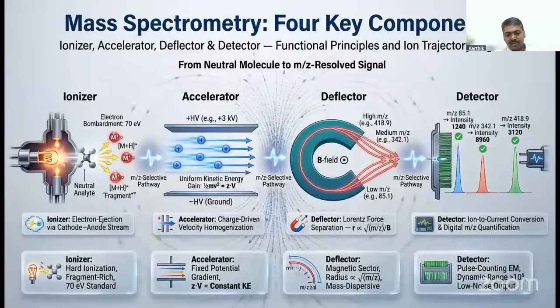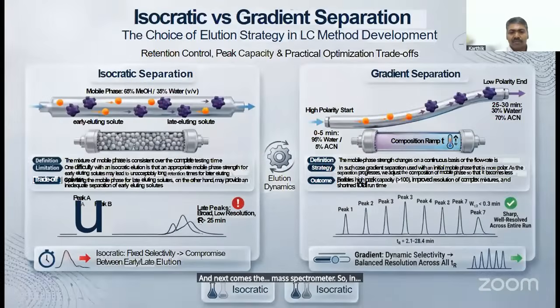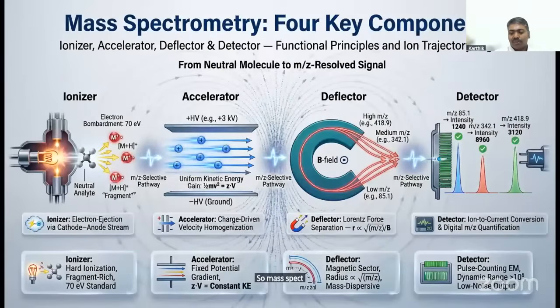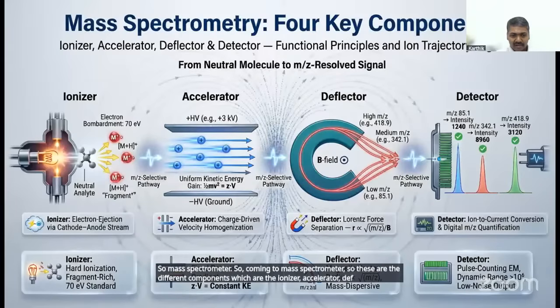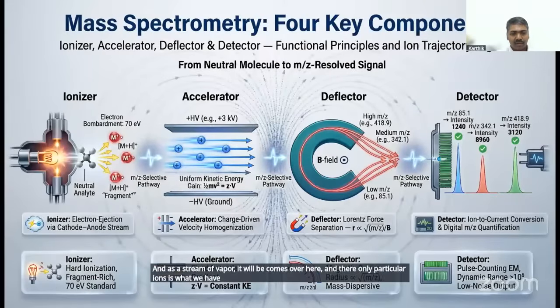And next comes the mass spectrometer. Coming to the mass spectrometer, these are the different components: ionizer, accelerator, deflector, and detector. The ionizer is where whatever we are getting from the column will be ionized. As a stream of vapor it comes over here, and only the particular ions will go to the accelerator.